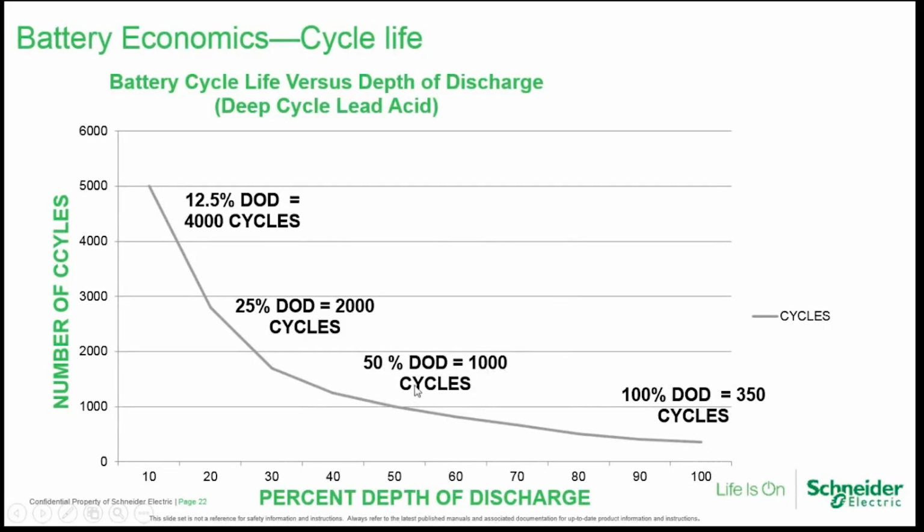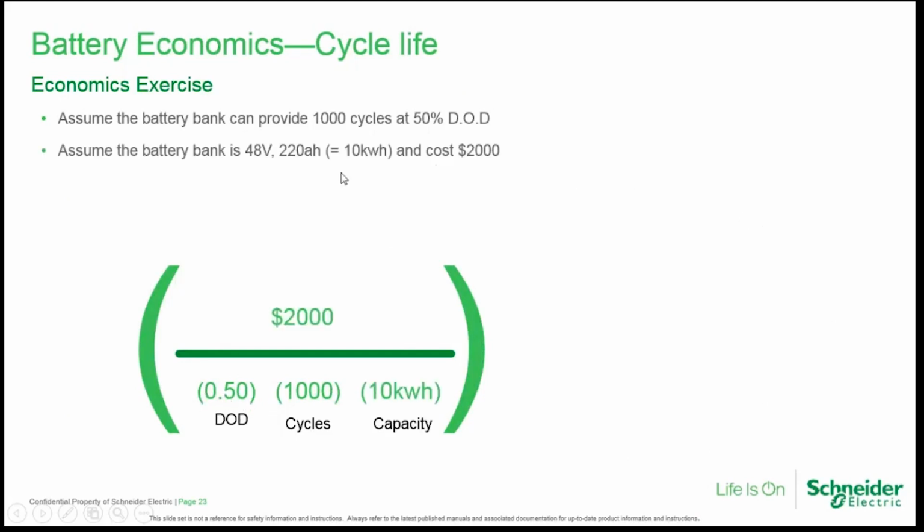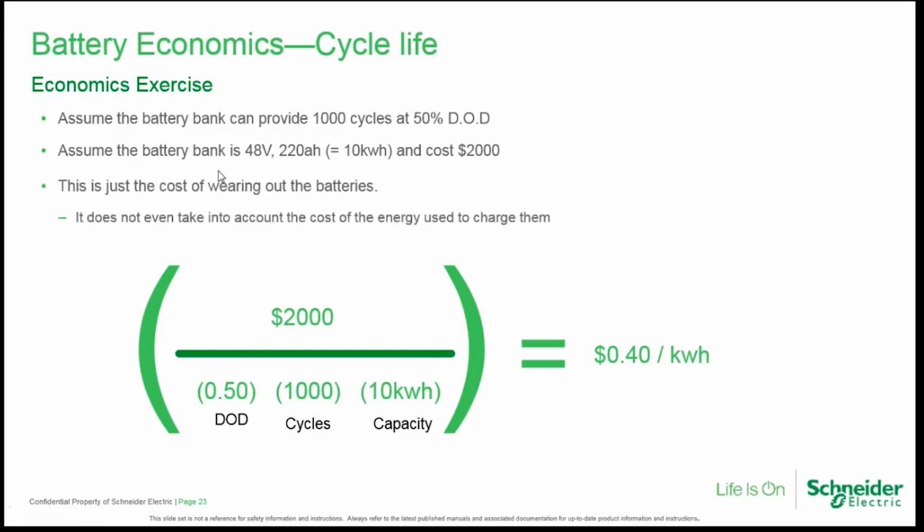So this is what people generally try to target here, this 1,000 cycles. It's a bit of an economics exercise. So we can get 1,000 cycles at a 50% depth of discharge. And let's say it's a 48 volt bank at 220 amp hours. That gives us a 10 kilowatt hour bank if we multiply that together. And it costs us $2,000, just round figures. But that math tells me that this battery costs me 40 cents a kilowatt hour every time I use it. Every cycle costs me 40 cents a kilowatt hour. So this is even if the energy to charge it was free.